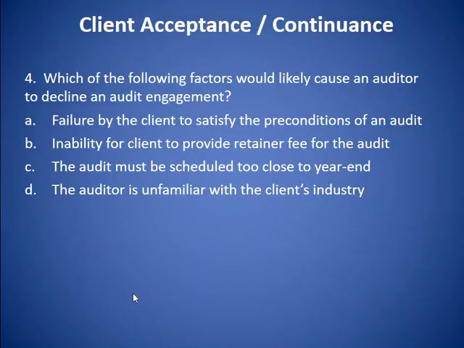Okay, let's try number 4. Which of the following factors would likely cause an auditor to decline an audit engagement? A, failure by the client to satisfy the preconditions of an audit. B, inability for the client to provide a retainer fee for the audit. C, the audit must be scheduled too close to the year end. In other words, we don't have enough time. D, the auditor is unfamiliar with the client's industry. So again, review your responses, stop the video, and when you're ready, restart to review the correct answer.